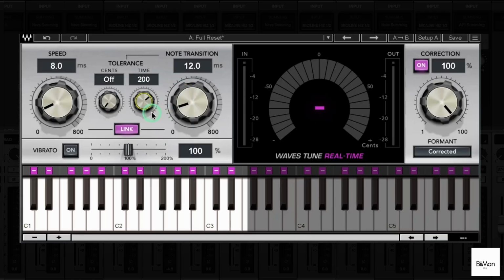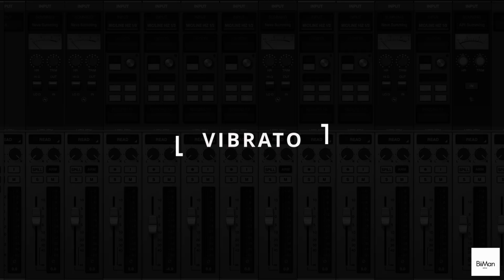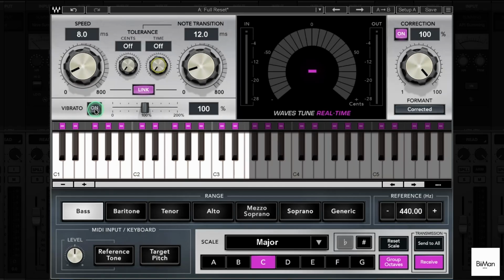So basically that is how tolerance works. So now guys, you understand note transition, speed and tolerance. We are still here on this page. The next control I always engage is the vibrato control.